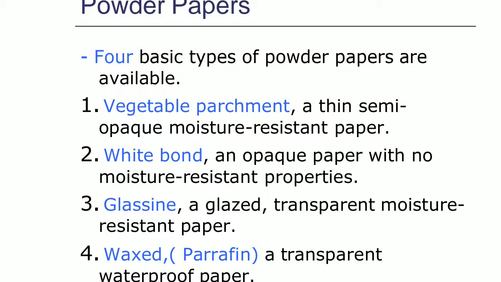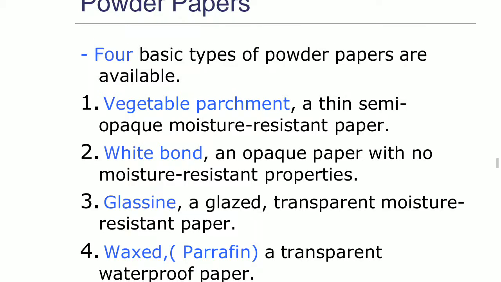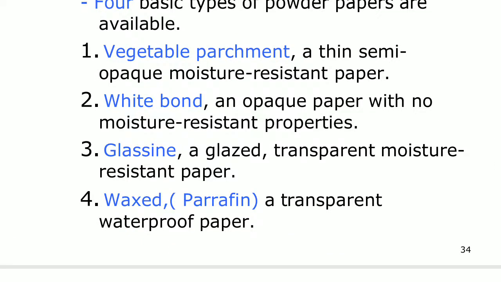Powder papers. Four basic types of powder papers are available. First one is vegetable parchment, then white bond, then glassine, and last one is waxed, which means paraffin. First is vegetable parchment, a thin semi-opaque moisture resistant paper. Then the white bond, an opaque paper with no moisture resistant properties. Glassine, a glazed transparent moisture resistant paper. Then the waxed, a transparent waterproof paper.